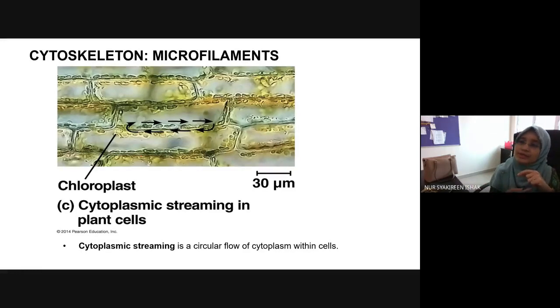Kalau boleh cari kat Google ke nanti kan, atau kat YouTube, pergerakan cytoplasmic streaming ni, yang mana boleh tengok pergerakan chloroplast tu, in a circular motion. So dia cantik lah bila tengok dia sebenarnya. Okay, so the movement of the chloroplast, in a circular motion, is also aided by the microfilaments.